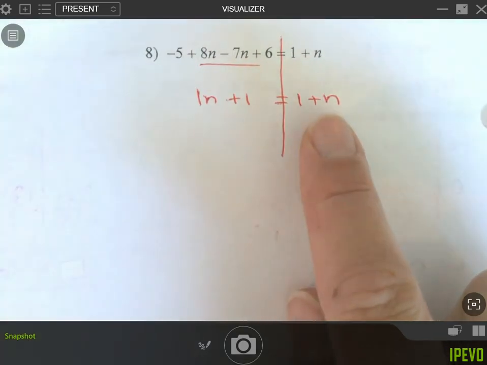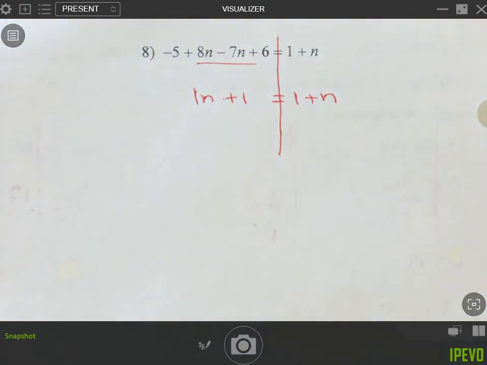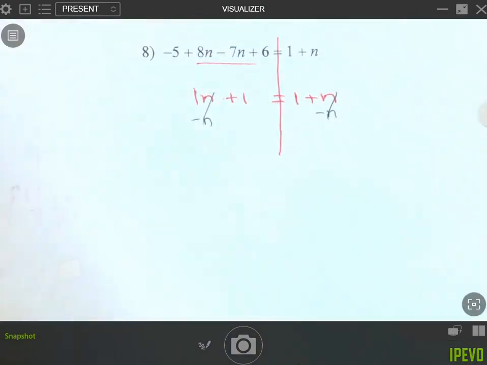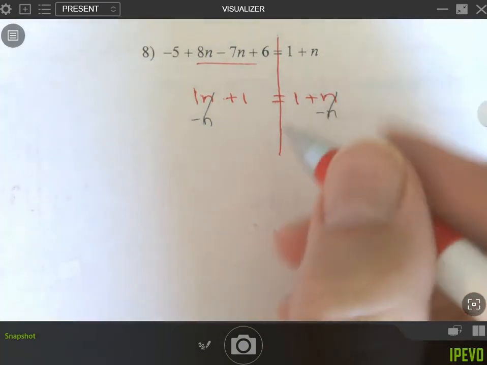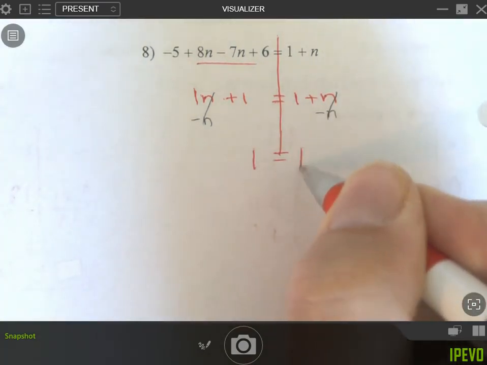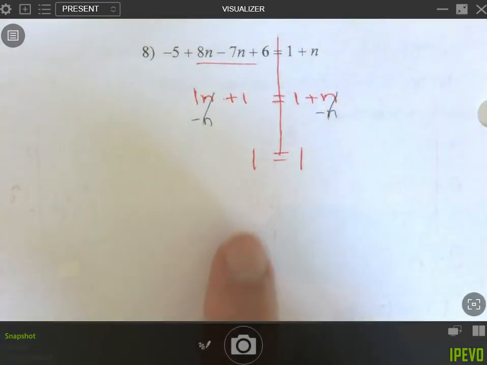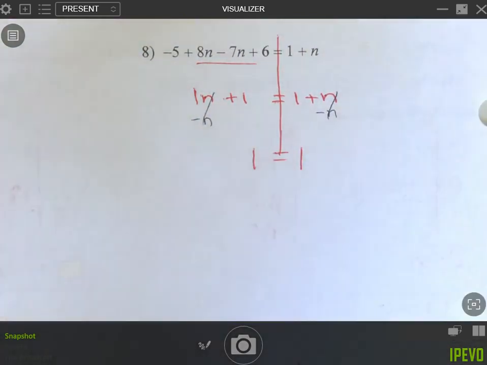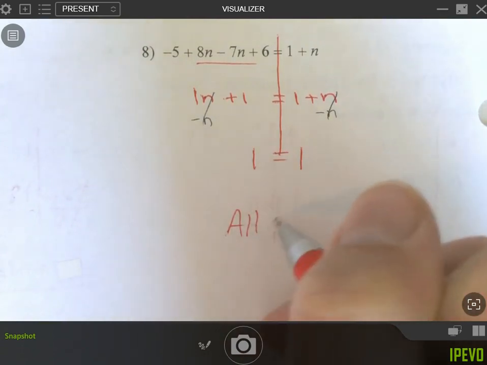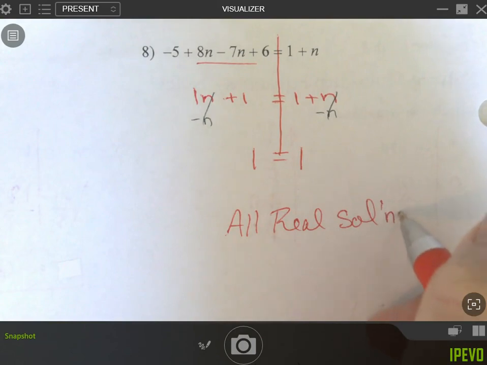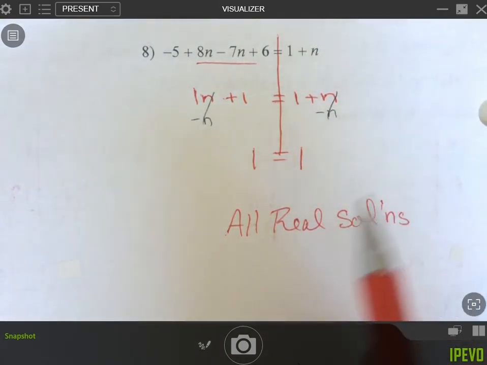So if I didn't catch that and I started moving my n to the other side by subtracting n, what happens? I wasn't trying to cancel it. I get 1 equals 1. My n disappeared if I did it that way. If your variable cancels out and you get a true statement, that means it's all real solutions. Or you could say infinite solutions. And you'll see me abbreviating the word solutions, SOL'NS.